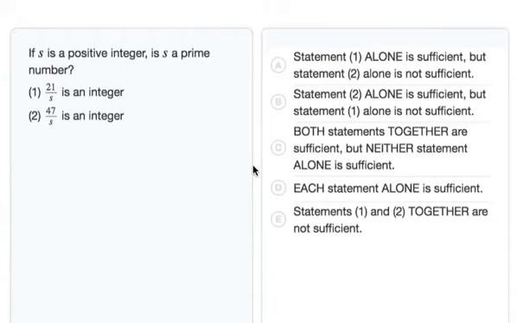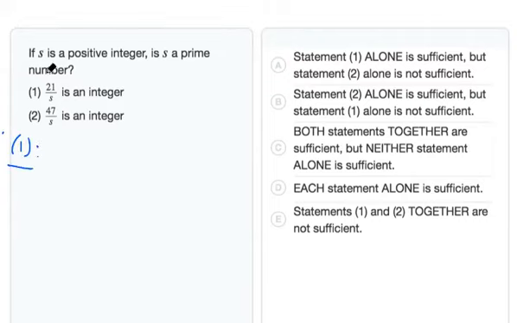To solve this data sufficiency question, we're going to consider each statement separately first, and then together if needed. Before we dive into the statements separately, let's take a look at what the question is asking. If S is a positive integer, is S a prime number? So we're essentially looking for whether the given statement is enough information to determine whether S is a prime number definitively. So let's dive into statement 1 first.